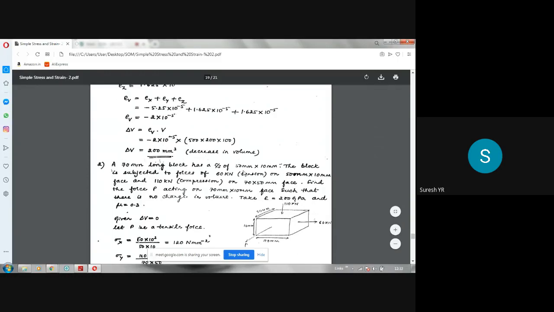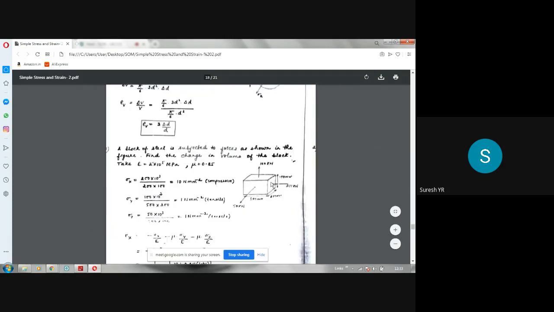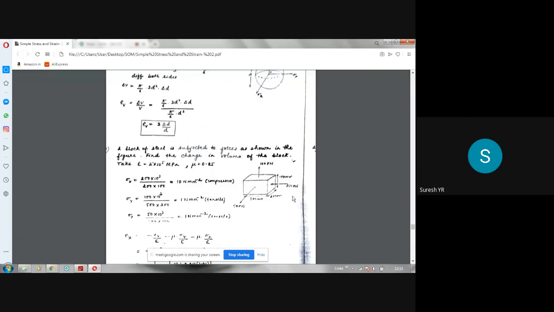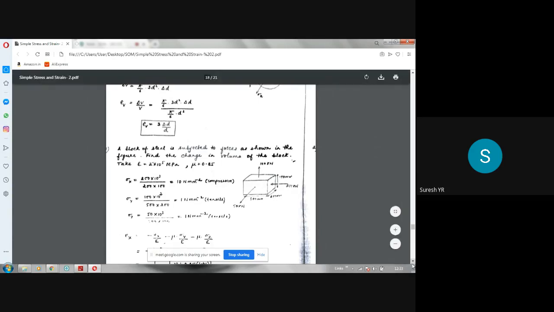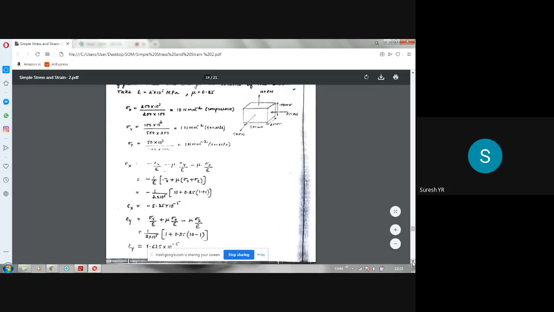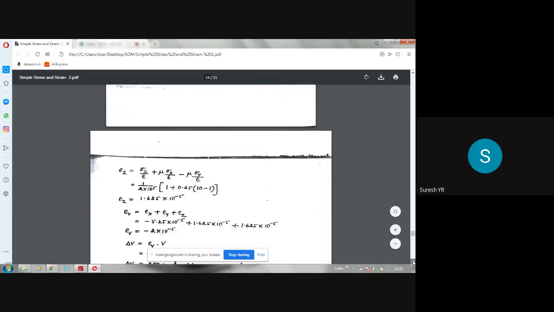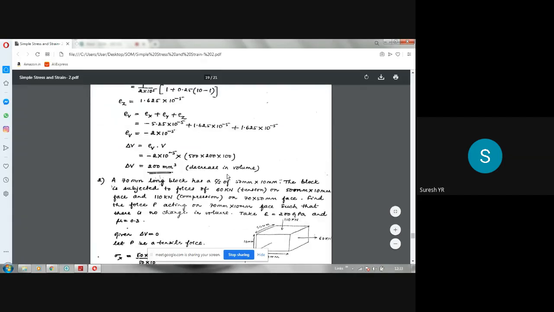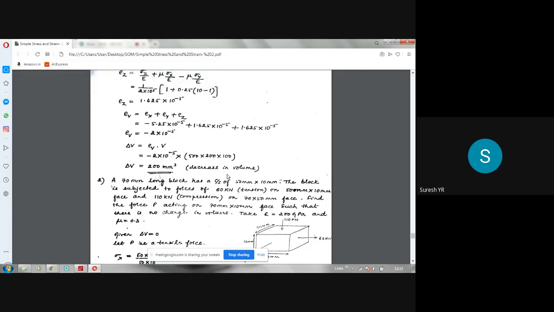So finally, even though you have tensile force here and compressive force here, there will be a reduction in the volume of the bar. So we have to consider the total effect of all the forces on the bar. Even though two forces are tensile and one force is compressive, the final effect is a decrease in volume, with a negative sign. Change in volume is negative means that there is a decrease in volume. So this is one standard type of problem.